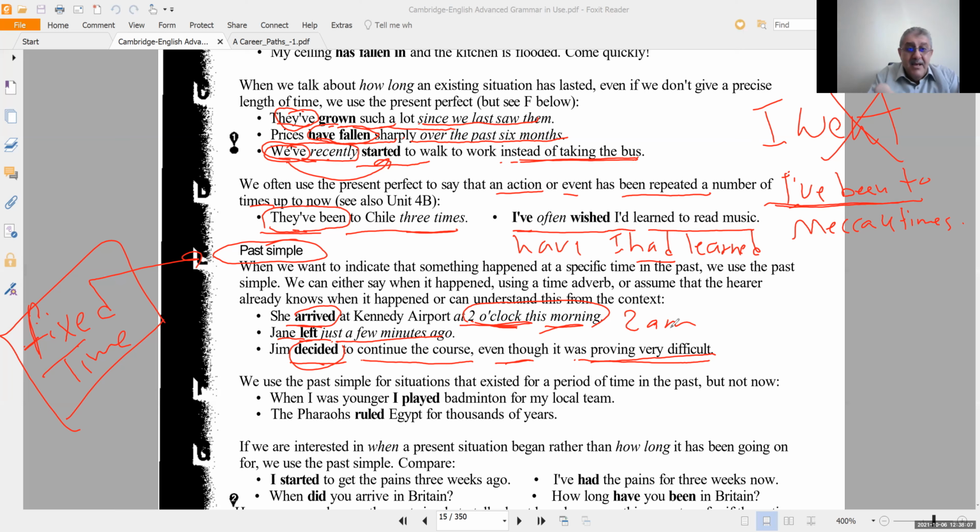And this is what matters to me. We use the past simple for a situation that existed for a period of time in the past. Now, when I was younger, I played badminton for my local team. When I was younger, I played football for my school team. When I was young, I used to play football for the school team. What does "when I was young" mean? It means it happened and finished. This time may be far or near, but it happened and ended, with no relation to now. Yes, the pharaohs ruled Egypt for thousands of years.